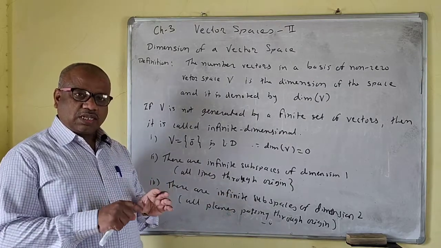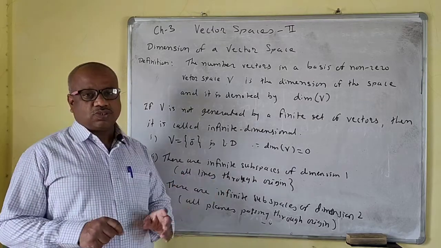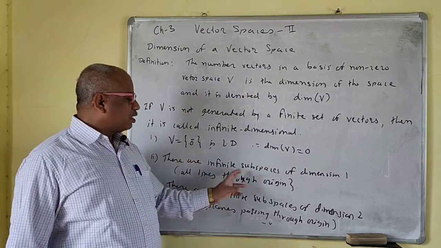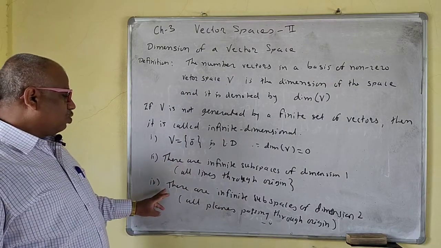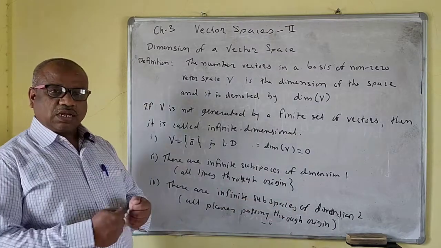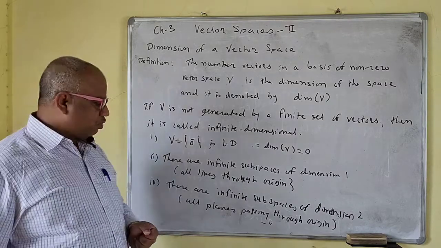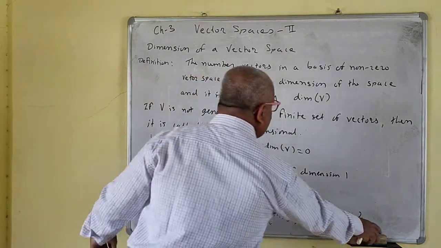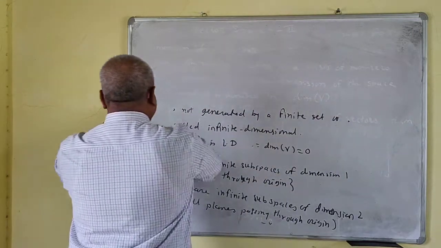If you consider a subspace of the vector space, a line passing through the origin, we know that the line passing through the origin is a subspace, and the dimension of that vector space is 1. There are infinitely many subspaces of dimension 2, and these are the planes passing through the origin. So the dimension of the plane passing through the origin is 2. Remember this. Now we'll go for the standard basis and dimension.